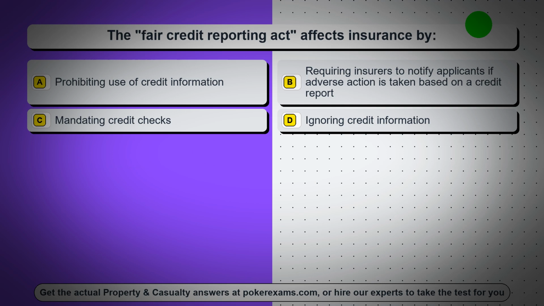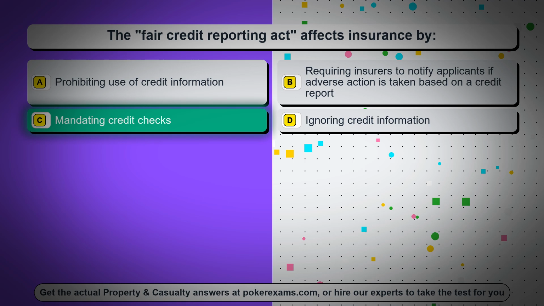Question 38. The Fair Credit Reporting Act affects insurance by Option A, prohibiting use of credit information. Option B, requiring insurers to notify applicants if adverse action is taken based on a credit report. Option C, mandating credit checks. Option D, ignoring credit information.